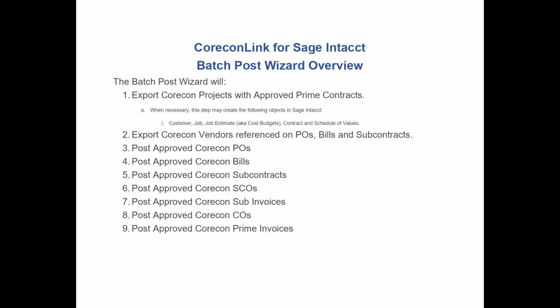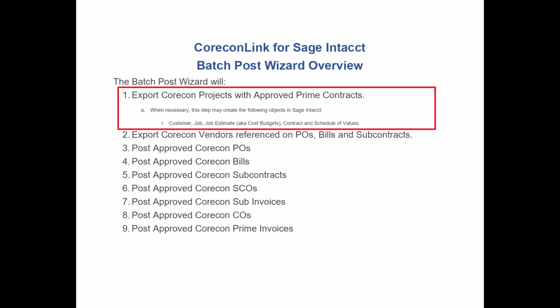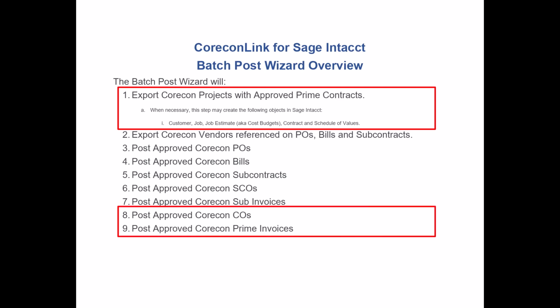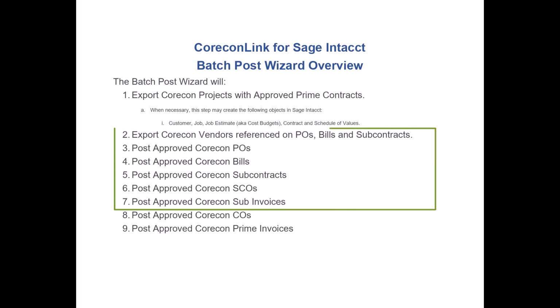There are 9 steps in this posting process. We're not going to do them in the same order that they appear in the wizard. First, we're going to create the prime contract, which would include the cost codes, the job estimate, and the schedule of values, along with the prime change orders and prime invoices. Then we'll come back and do steps 2 through 7, which all relate to the procurement module.